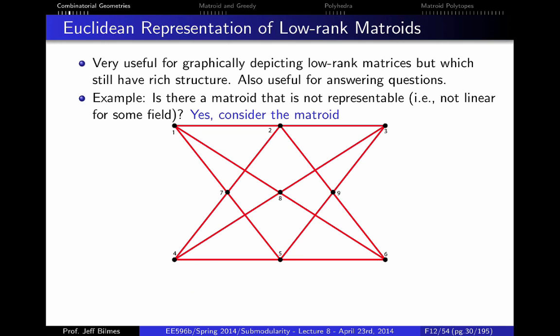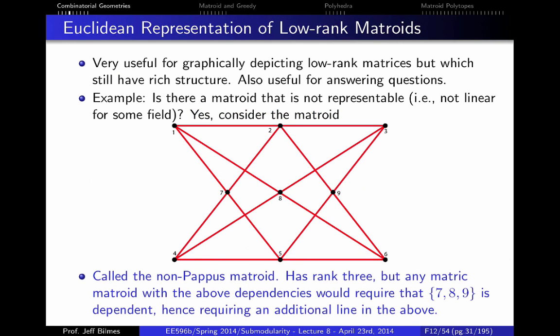So, and there's no multiplicity, so all sets of size 1 are independent because there are no loops. All sets of size 2 are independent sets, and all non-collinear sets of size 3 are independent. And any one of these sets of size 3 that correspond to a line are not independent.